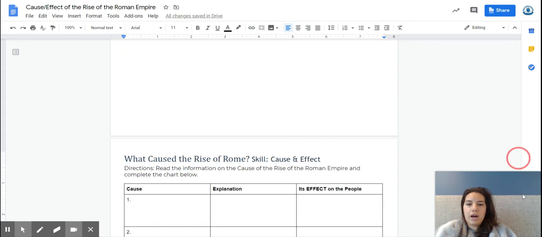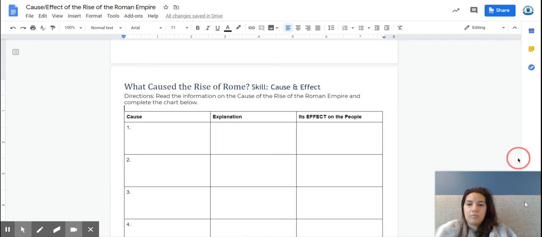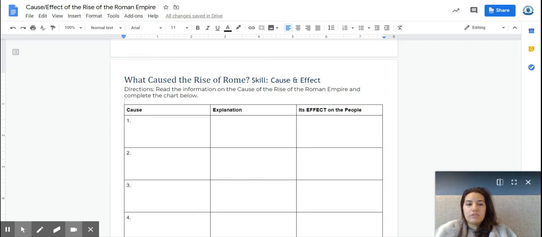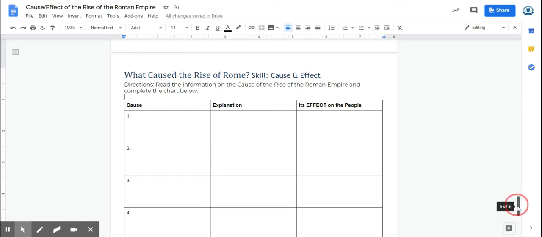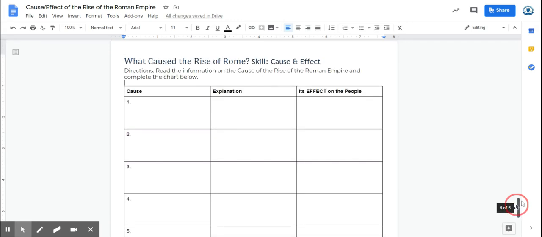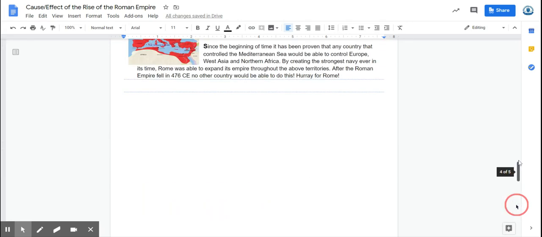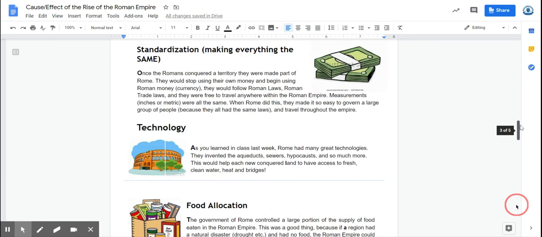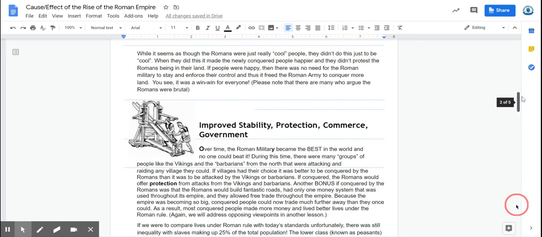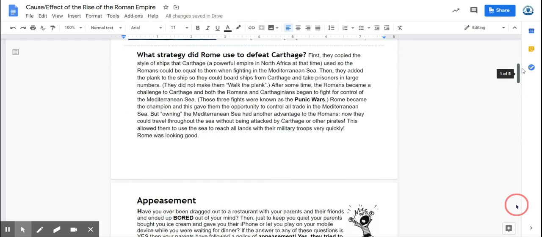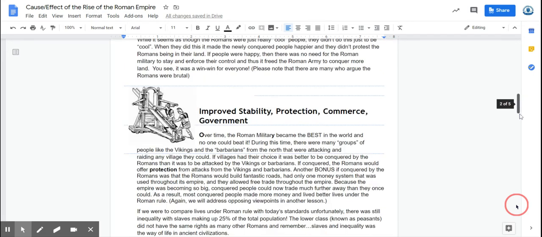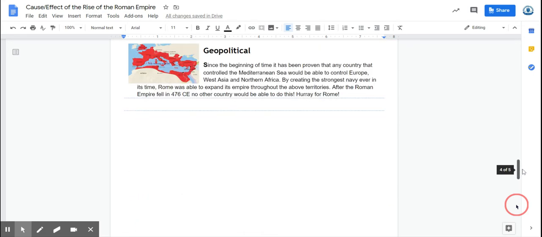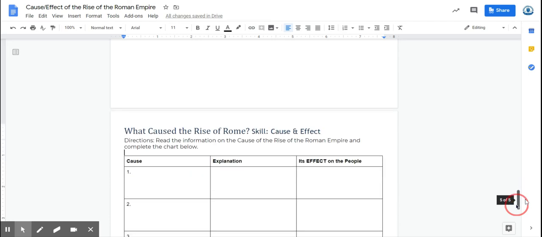And then you'll scroll to the bottom, and this is where you'll fill in the chart. So first, what were the different causes? So these would be the names of the categories we just went over. So you'd put that in the first column. So there should be 8: 1, 2, 3, 4, 5, 6, 7, 8. So there's 8 sections. So the names of each section will go in column 1 where it says cause.